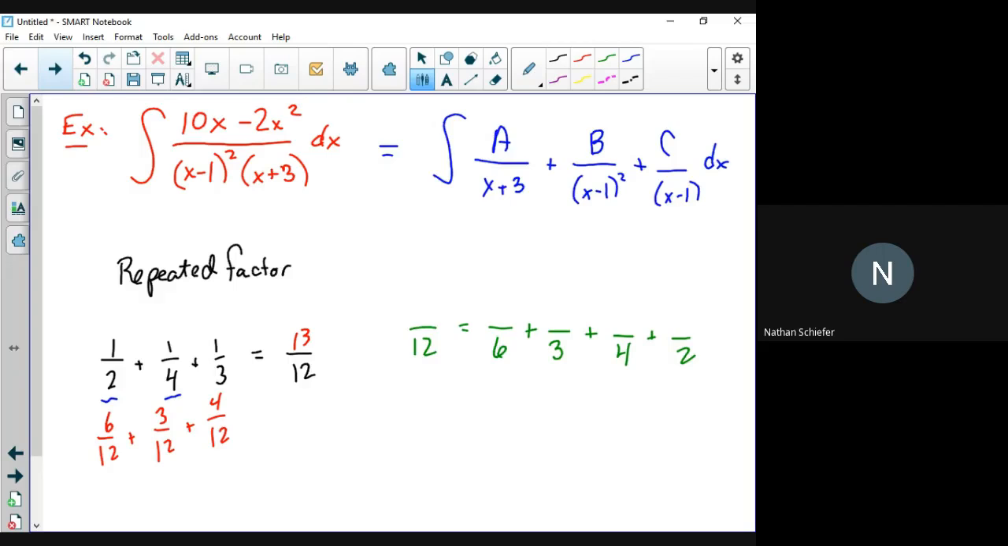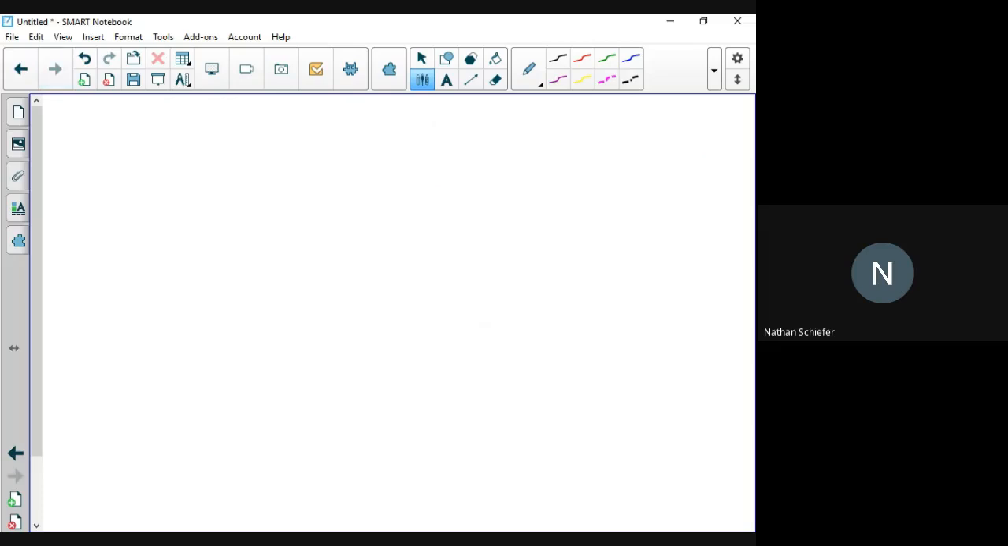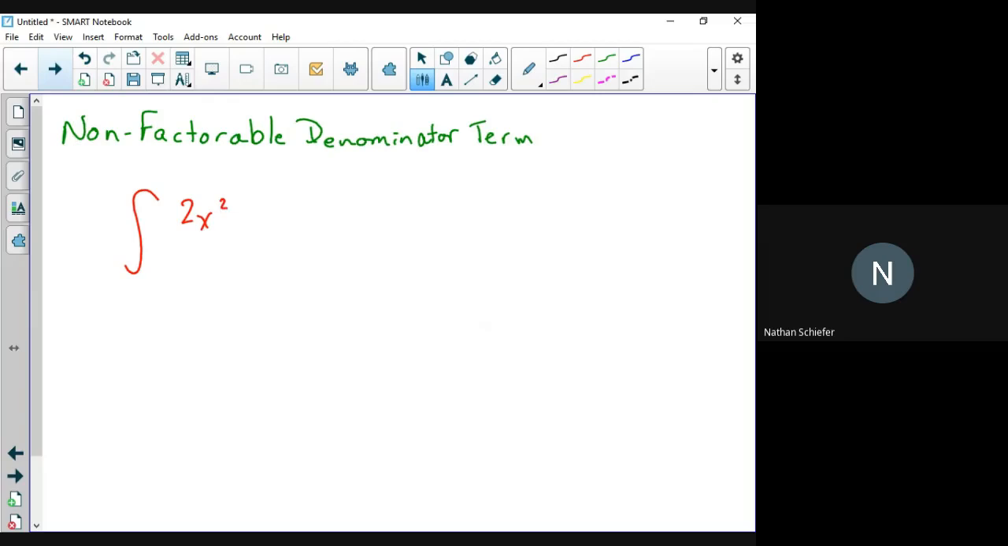The other little nuance that could pop up in these partial fractions is the possibility of having a non-factorable term in the denominator. What I mean by that is if I have 2x squared minus x minus 1 over x squared plus 1 times x minus 2.